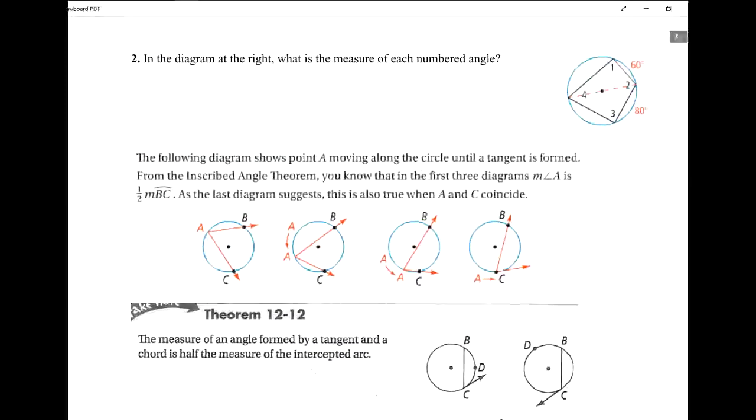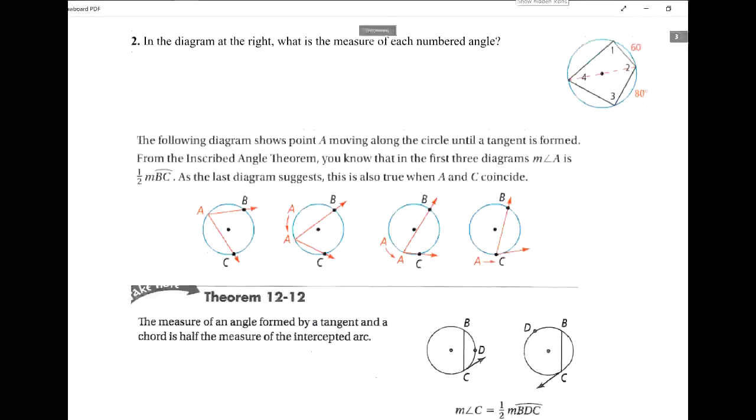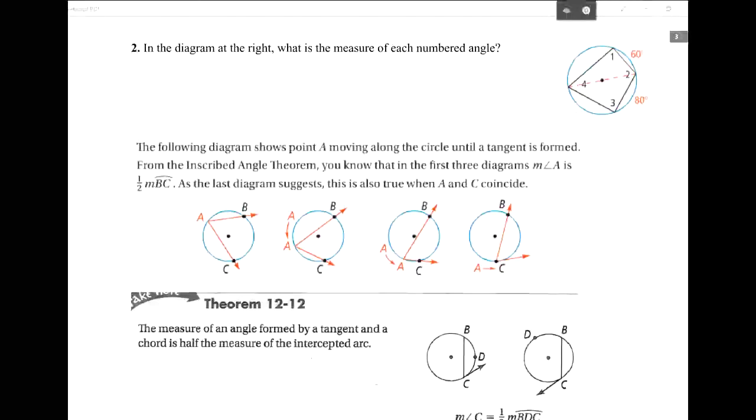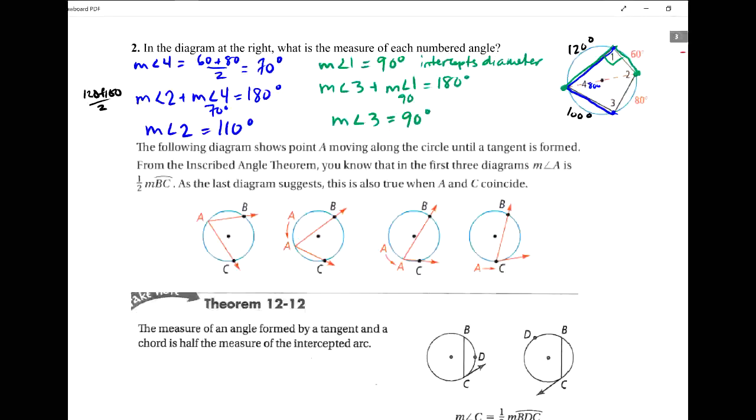Go ahead and pause your video and do the next problem. Okay. In the diagram at the right, we want to find the measures of our numbered angles. We see a quadrilateral inscribed inside of a circle, so we know there's going to be some special stuff going on. Now, the first thing I'm going to do is label everything that I can.